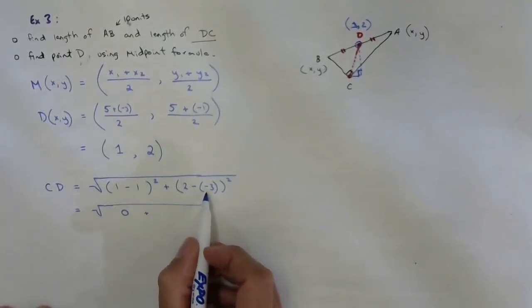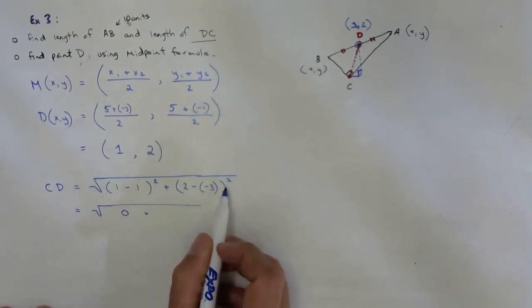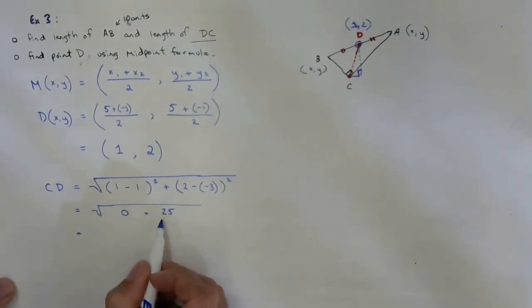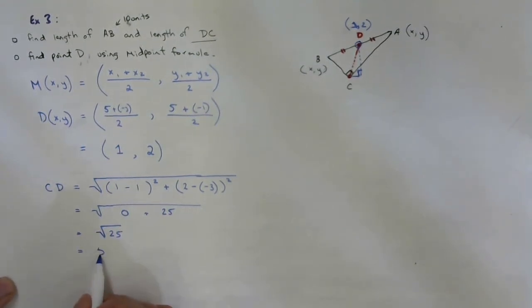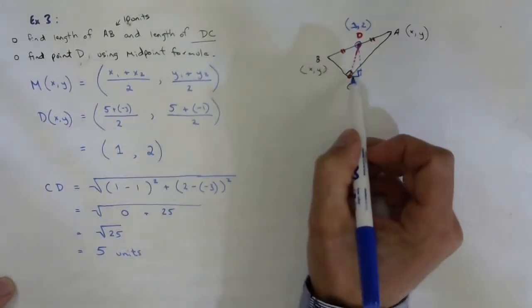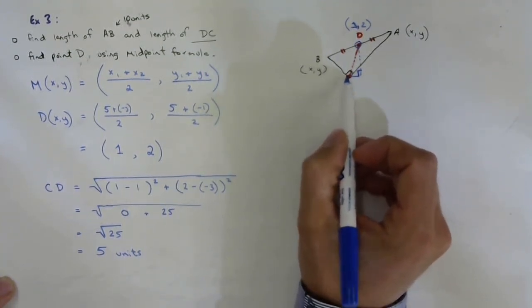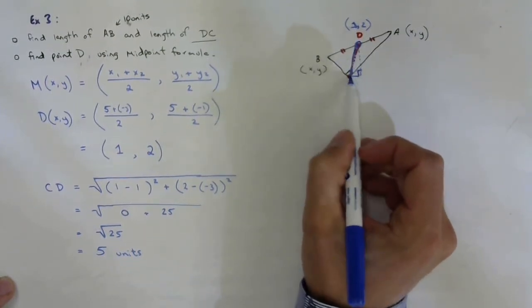2 take away negative 3. What's that? 5. Good. So, not square root, squared. 5 squared is 25. 0 plus 25? 25. Square root of 25? 5. I'm going to do that in 2 steps so that you can see it. And it's 5 units. Now, was there any change in x? No. It was a straight vertical line. So just the vertical change made up the whole length of this line, which is fine.